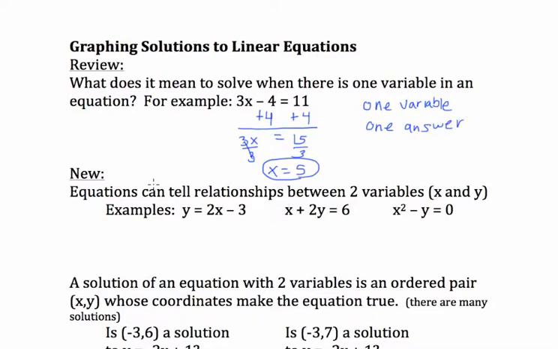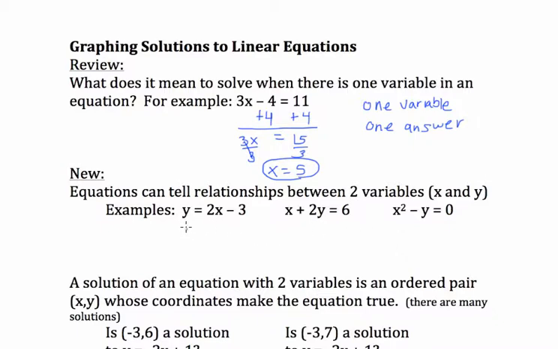What we're going to talk about in this module is when you have two variables in an equation. Equations tell the relationship between two variables, x and y. We are going to explore what happens algebraically, meaning with the equations, and we'll also examine what happens graphically with these. There are different types of equations.